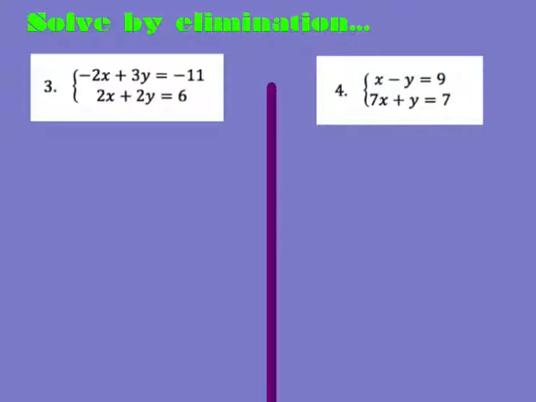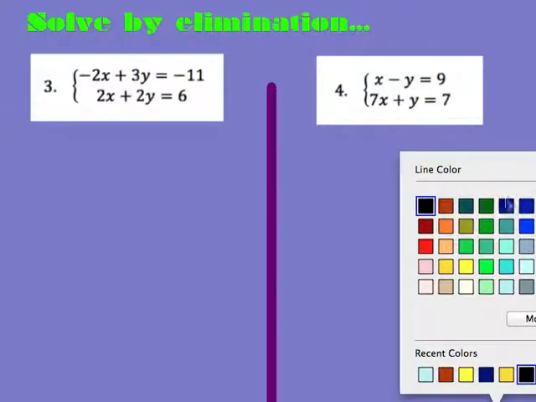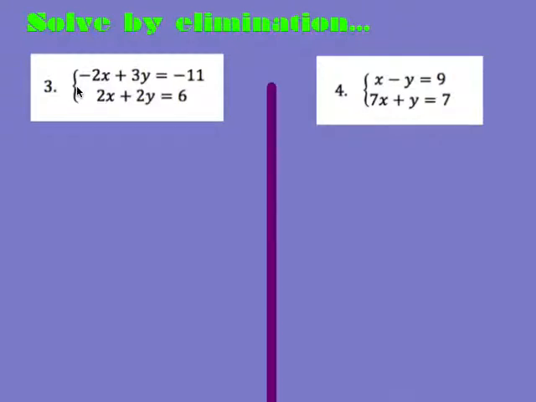So for number 3, I want to take a look at those x's. And again, I notice that I have the same numbers with my x's but opposite signs. So I'm actively seeking that out to make my job a little easier. So now I can go ahead and add down the columns. Negative 2x plus 2x is going to cancel out. 3y plus 2y is going to give me 5y. Negative 11 plus 6 is going to give me a negative 5.